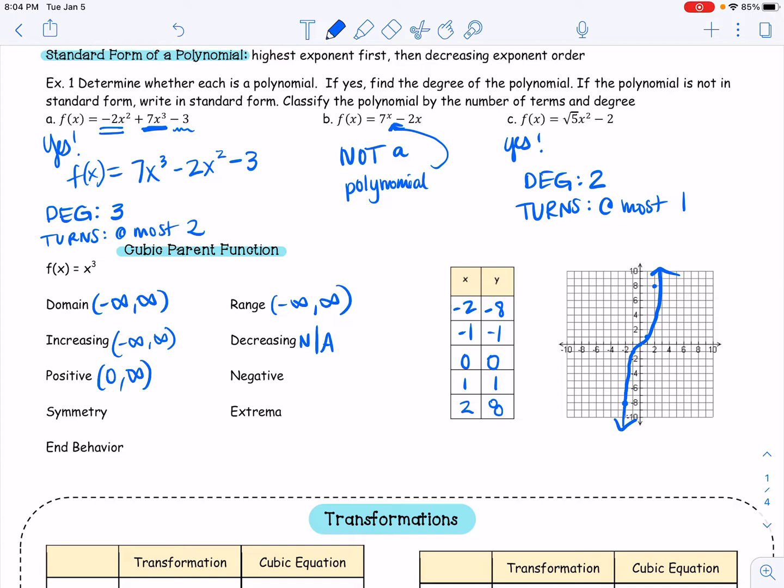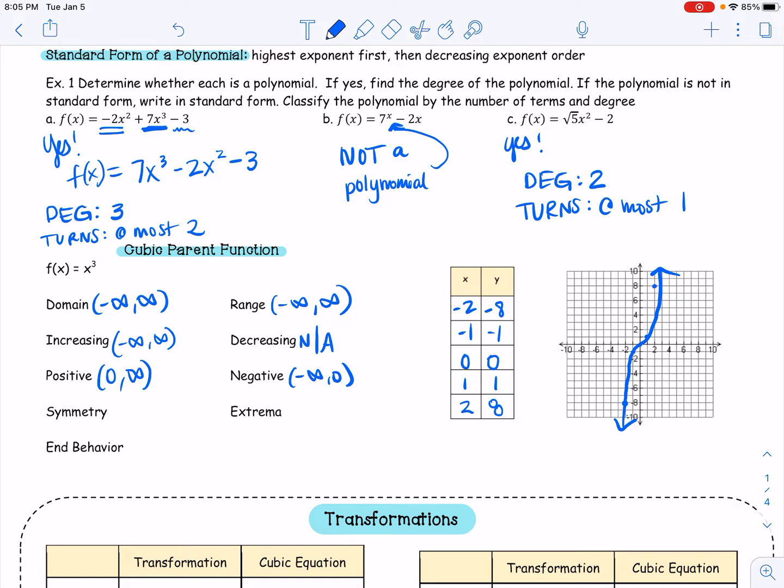Where's the graph negative? Where is it below the x-axis? From negative infinity all the way up to that 0. Does this graph have symmetry? Well, when we first look at it, we're thinking, no, it's not symmetric about the y-axis. It's not symmetric about the x-axis. It's not symmetric about the line y equals x.